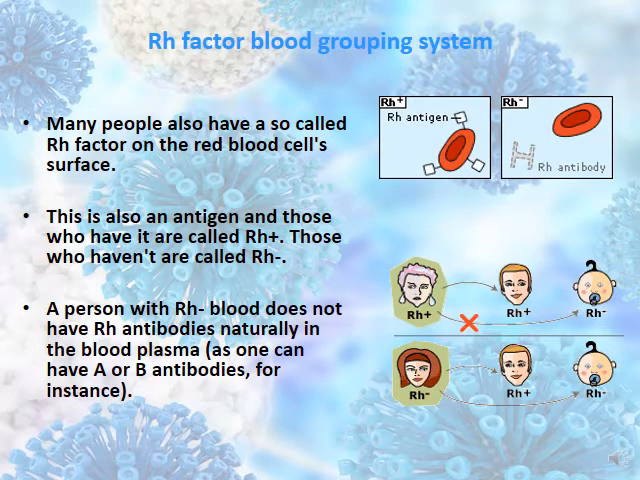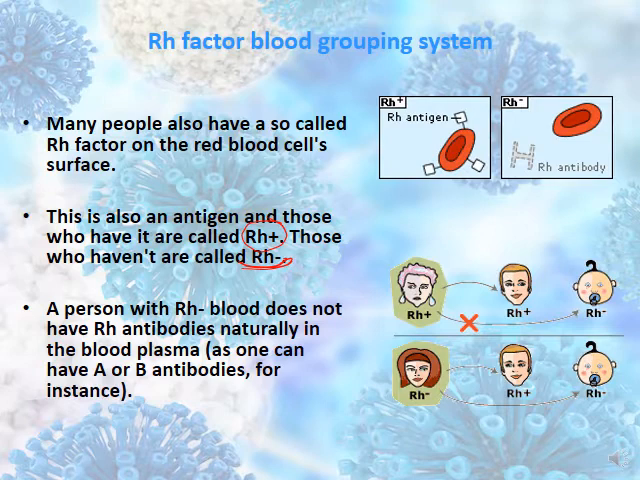Many people also have a so-called Rh factor on the red blood cells. This is also an antigen, and those who have it are called Rh+. That's why you have, for example, A positive, B positive, O positive. Those who don't have it are called Rh negative, meaning Rh minus, like A negative, B negative, AB negative, or O negative.